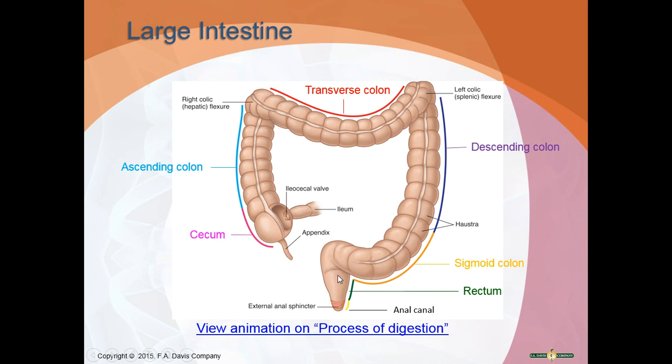Rectum means straight. The rectum is the last 7 to 8 inches, 17 to 20 centimeters, of intestine. The anal canal, which makes up the last inch, opens to the exterior through the anus. So this is the anal canal here. The anus contains two sphincters, an internal sphincter composed of involuntary smooth muscle and an external sphincter composed of voluntary skeletal muscle.